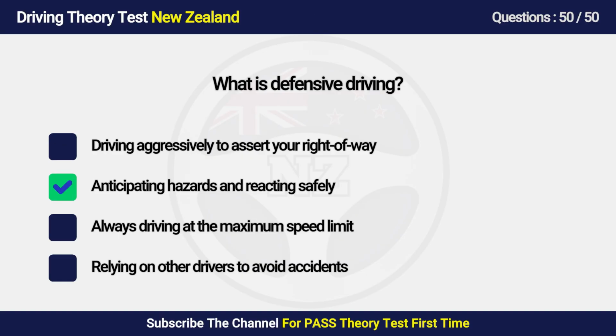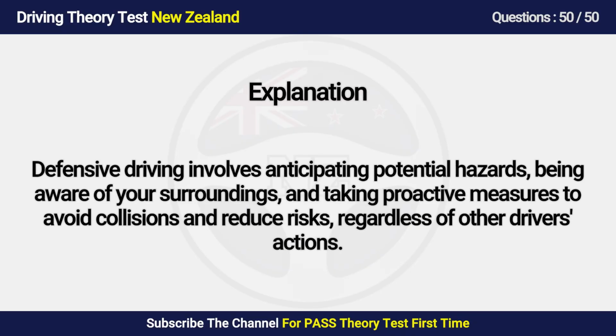Answers is B. Anticipating hazards and reacting safely. Defensive driving involves anticipating potential hazards, being aware of your surroundings, and taking proactive measures to avoid collisions and reduce risks, regardless of other drivers' actions.